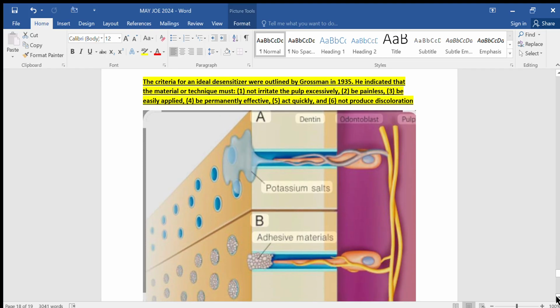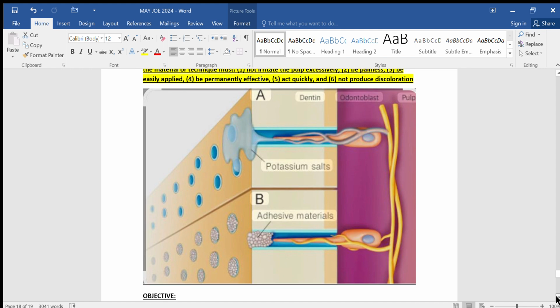Now this clinical picture basically shows the occlusion of dentinal tubules to minimize sensitivity through potassium salts, and here picture B is showing adhesive materials. They basically occlude the dentinal tubules, obliterate the dentinal tubules to prevent dentin hypersensitivity.